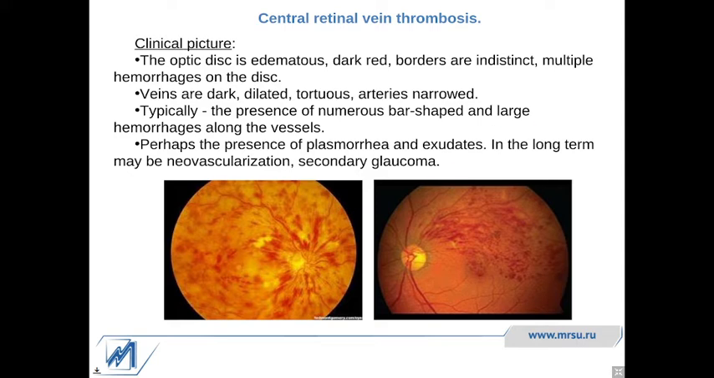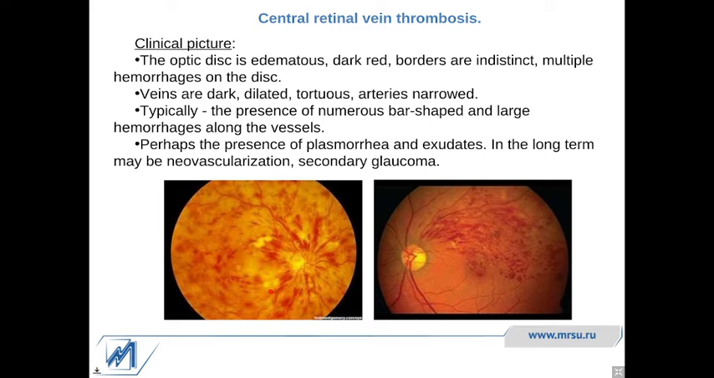Also clinically, the optic disc is edematous. Dark red, borders distinct. Multiple hemorrhages on the disc, near the disc, and near the vessels. Veins are dark, dilated, tortuous, arteries narrowed. Typically, the presence of numerous bar-shaped and large hemorrhages along the vessels. A lot of hemorrhages along the vessels.